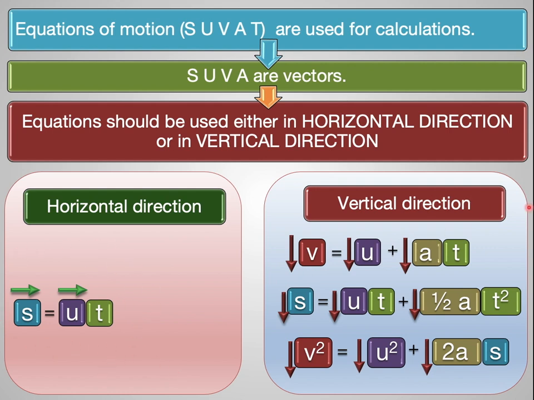Now coming to the vertical direction. Here you can see acceleration exists. There is a vertical acceleration of 9.81. So none of these terms will get cancelled in the vertical direction. That means there are three useful equations in the vertical direction and there is just one equation which can be used in the horizontal direction. So using these four equations, three vertical and one horizontal, we are going to solve all projectile questions.